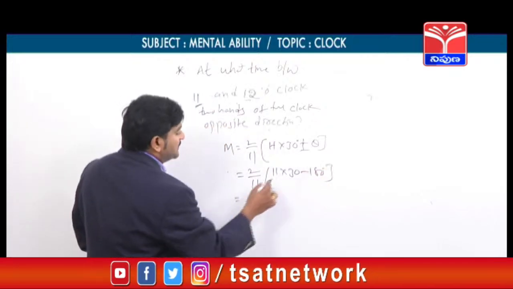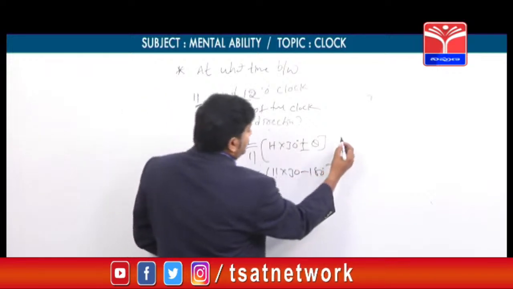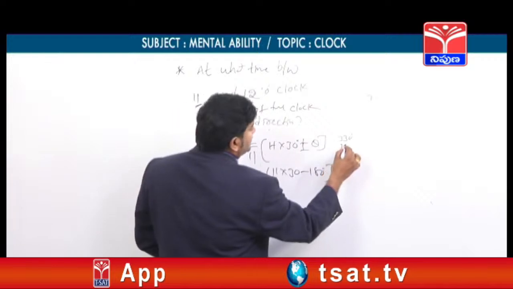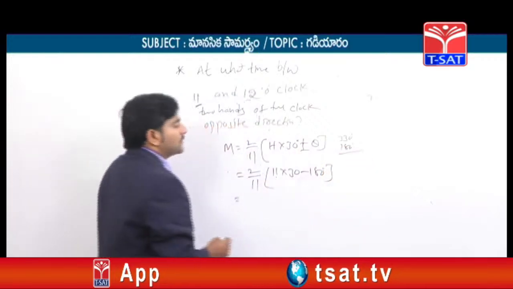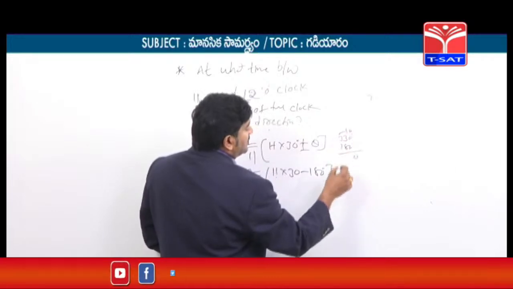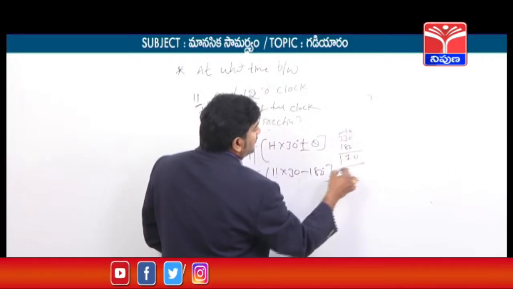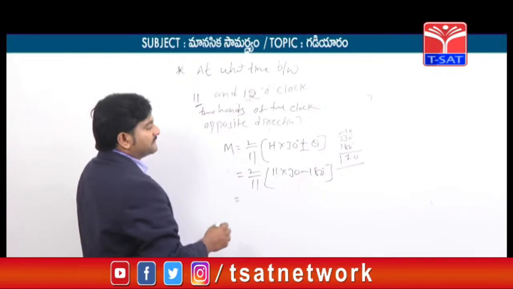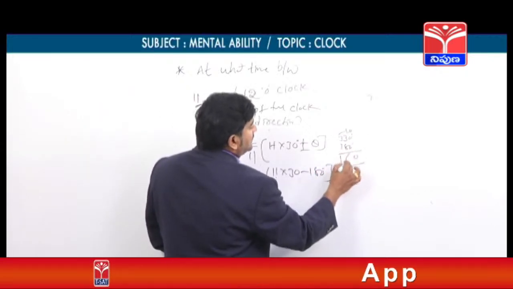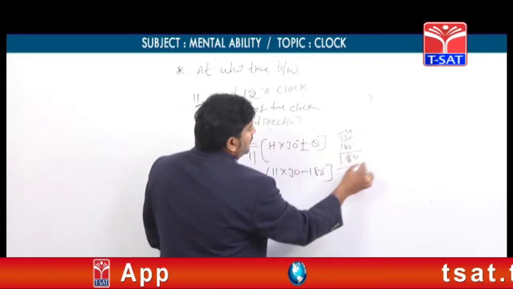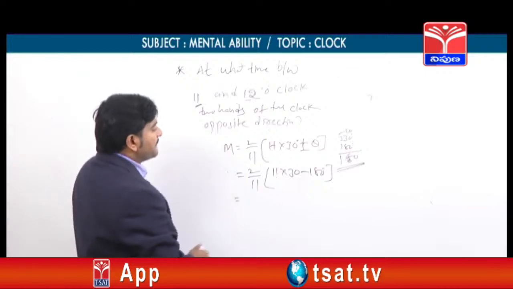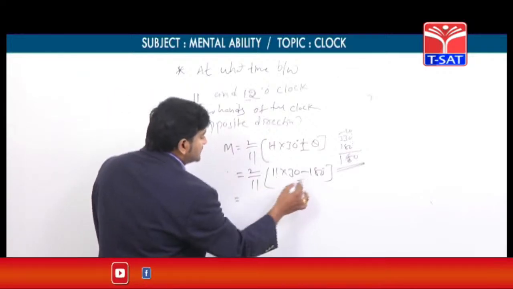Again simplification: 11 into 30 means 330 degrees. 330 degrees minus 180. So how much can you say? Is it 170? No, it's not 170. 13 minus 8, 5. So how much can you say? 150 degrees. So exactly, we are getting 150 degrees.